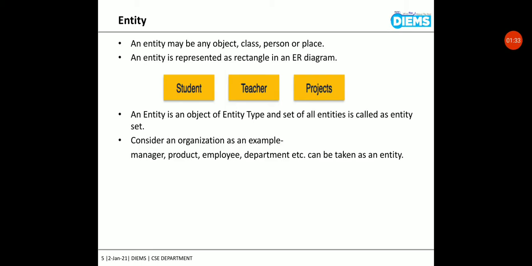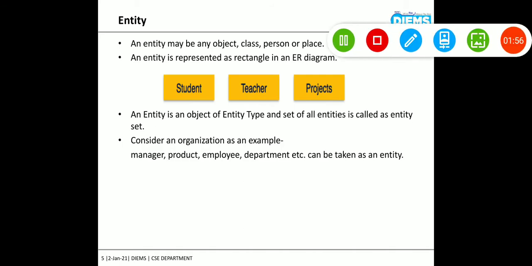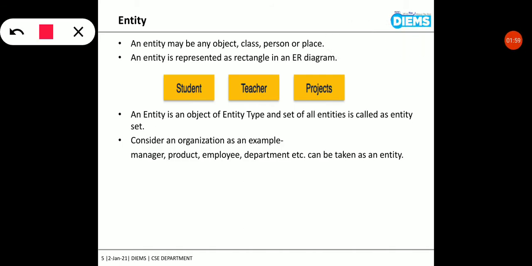So entity may be any object, a class, person or any place. An entity is represented as a rectangle in an ER diagram. So as far as the graphical representation is concerned, in an ER diagram, entity can be represented with the help of a rectangle. So in the diagram you can see here the student or teacher and the projects. These are the different entities represented as rectangles. An entity is an object of entity type and the set of all entities is called an entity set.